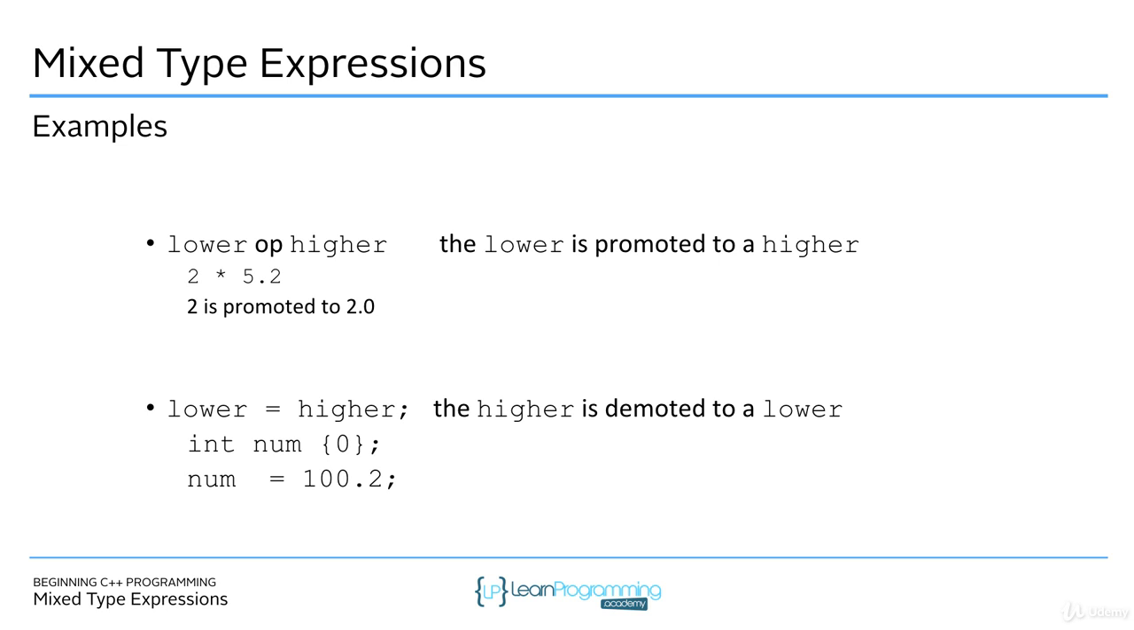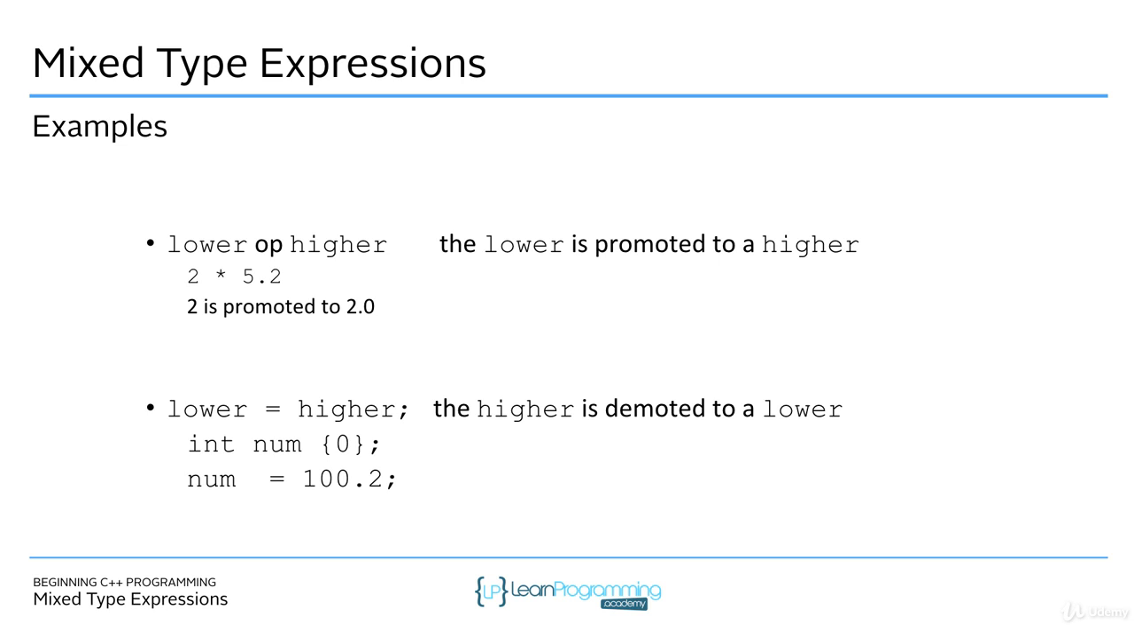In the second example, we're assigning a value from a higher type to a lower type. In this case, the compiler demotes the higher type to the lower type, potentially losing information. Many compilers will warn you about the possible loss of precision, but not all do. In this example, we have num as an integer and we assign a double 100.2 to num. 100.2 will be demoted to the integer 100 and 100 will be assigned to num.